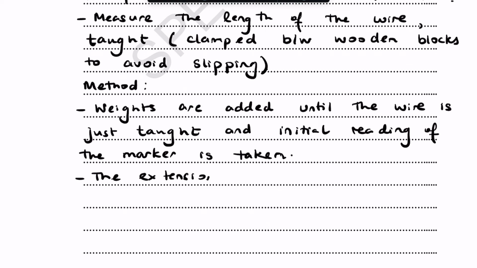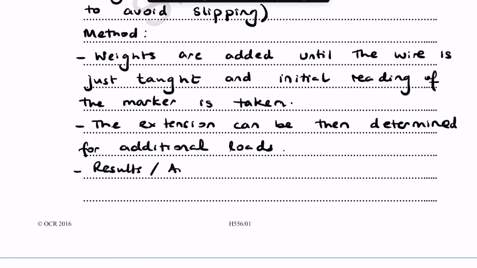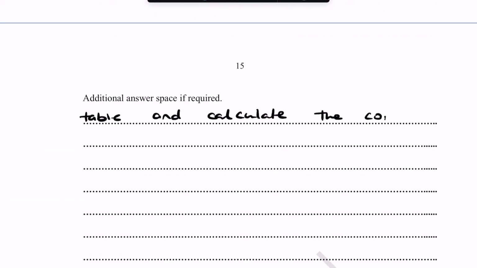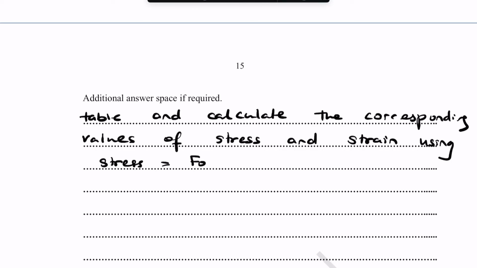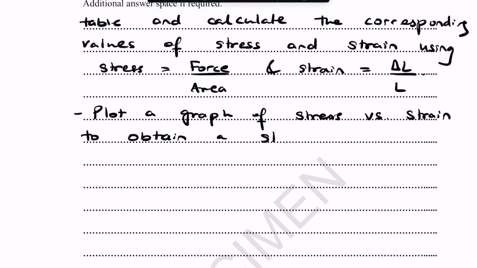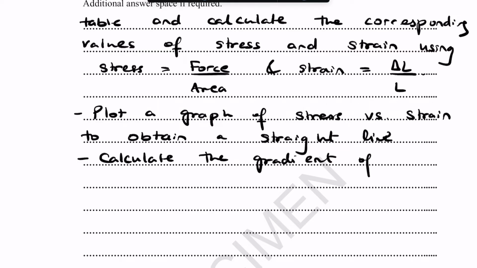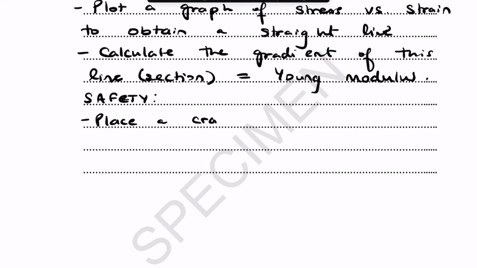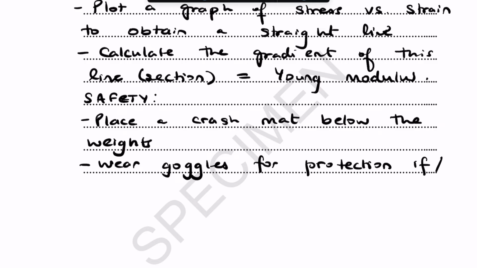Now, in terms of safety measures, we need to think about making sure that the load doesn't come down crashing. So we can use a crash pad under the weights, and wear goggles just in case the wire breaks, to protect your eyes. Don't put your feet under the weights, of course. And in terms of the analysis, we just need to get the graph of stress versus strain, and get the gradient of that straight line, and that would be giving us the value of E, or Young modulus.